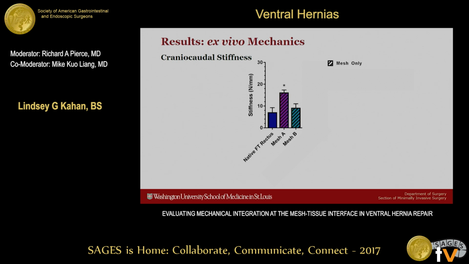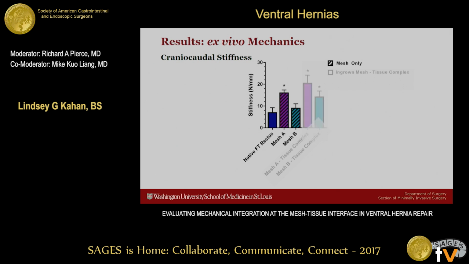So for our ex vivo biaxial mechanics, let's first look at our control groups. We see that the native tissue is about 7 newtons per millimeter. What does that mean? Not much right now, but you can see that mesh A is about twice as stiff as the native properties, and mesh B exhibits no stiffness differences. So mesh A is a little bit of a worse match in terms of stiffness properties. And those are the meshes alone.